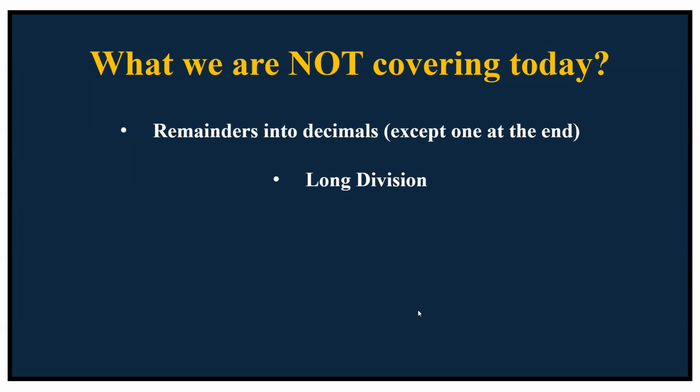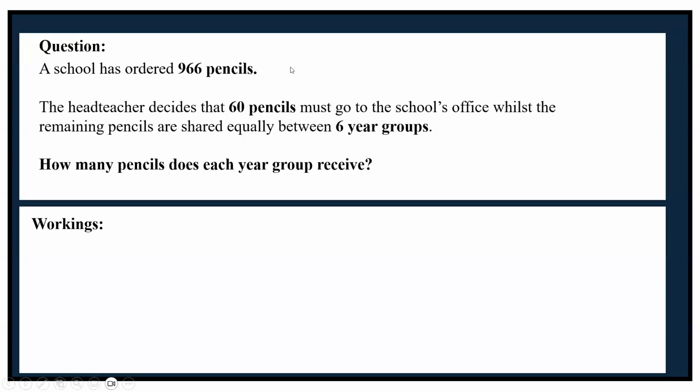All right, so as usual, I'll go through one all by myself. I know it's tempting to answer if you think you know how to do it, but just let me do this one all by myself. So the question says, a school has ordered 966 pencils. The head teacher decides that 60 pencils must go to the school's office, whilst the remaining pencils are shared equally between 6 year groups. How many pencils does each year group receive?